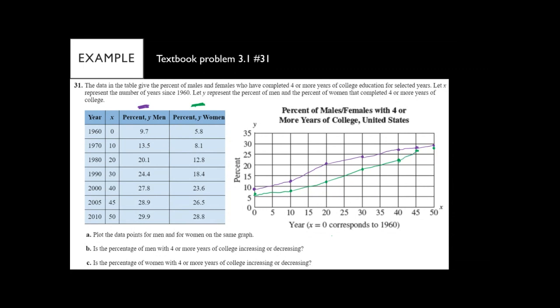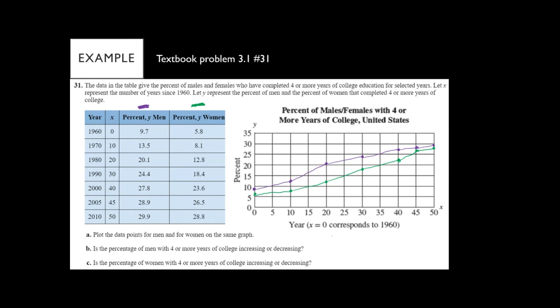So you can kind of see the trend. And when you connect them, it makes it easier to see that for many, many years, there were fewer women with 4 or more years of college than men, but after 50 years, so 2010, they've almost caught up to men as far as percent. So you can see the trend there, and you can see clearly males are higher, there's a higher percent of males than females with 4 or more years of college for most of this time period.